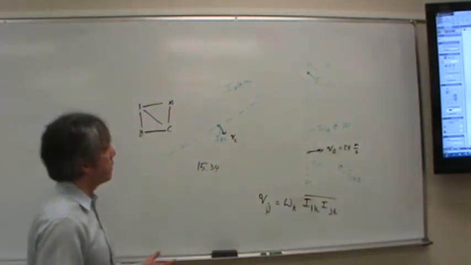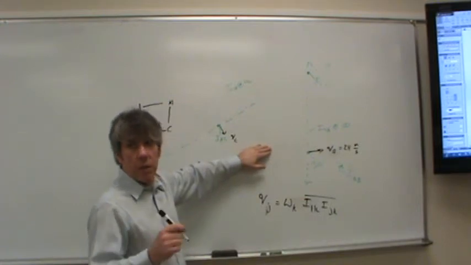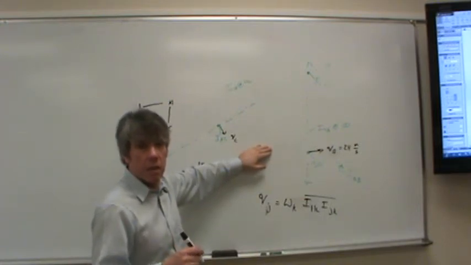Could we figure out the angular velocity of the link? Yeah. What did they call the link? BC? Or something? AB.